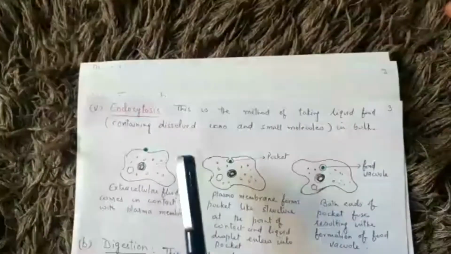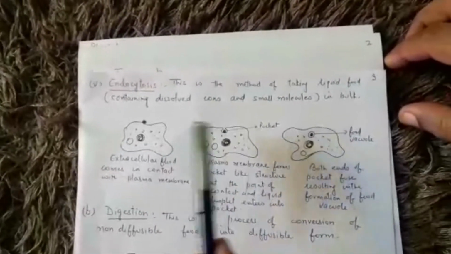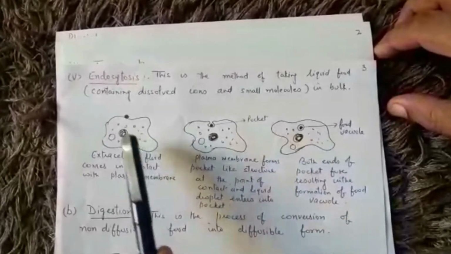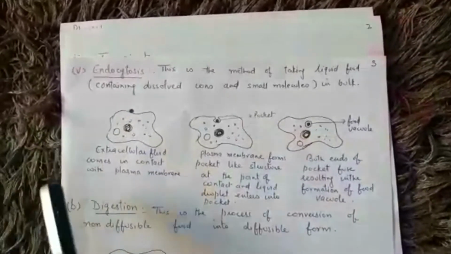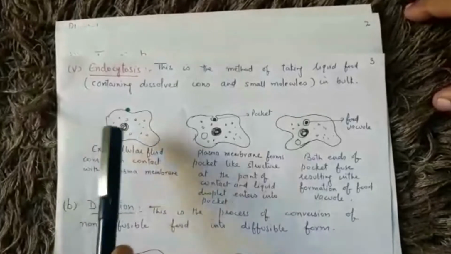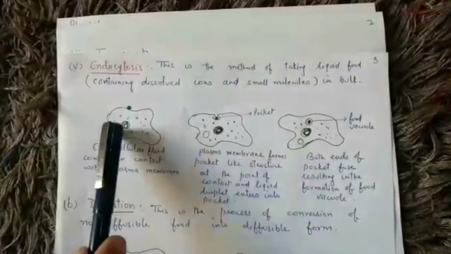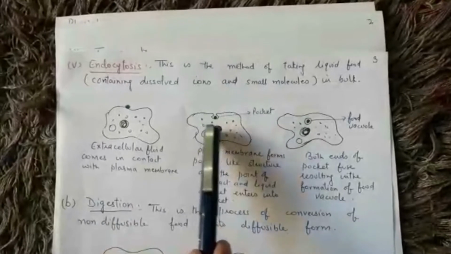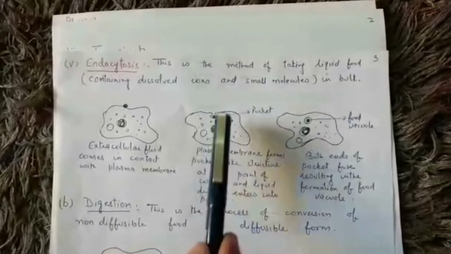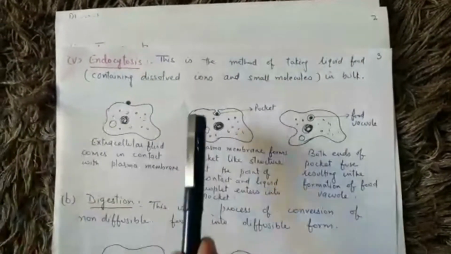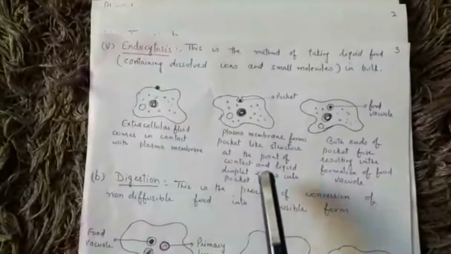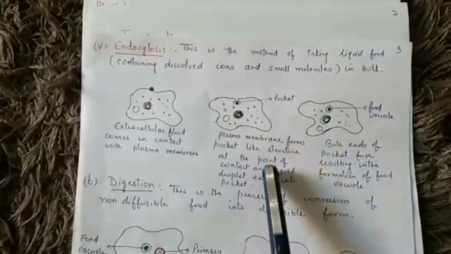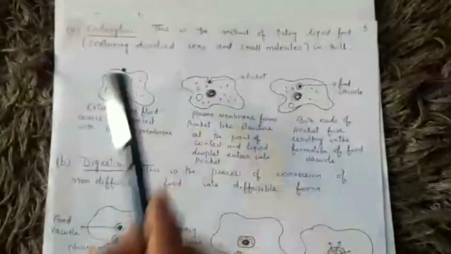In endocytosis, droplet of liquid is taken by the amoeba. So here what happens? When the droplet of any liquid food which contains dissolved ions and small molecules comes in contact with the body of amoeba, at that point the plasma membrane forms a pocket-like structure. So droplet enters into this pocket. Two ends of the pocket fuse, resulting in the formation of food vacuole. So ultimately, by different methods of ingestion, food enters into the body of amoeba in the form of food vacuole.